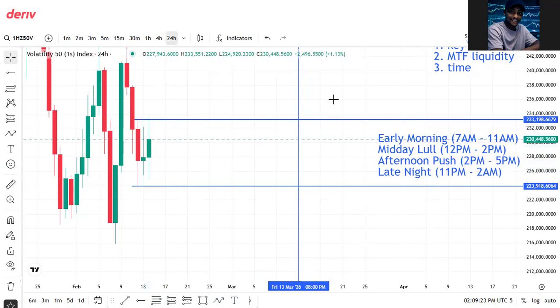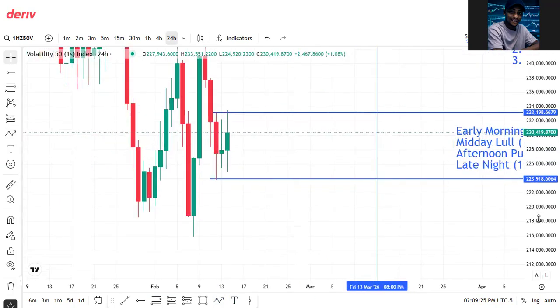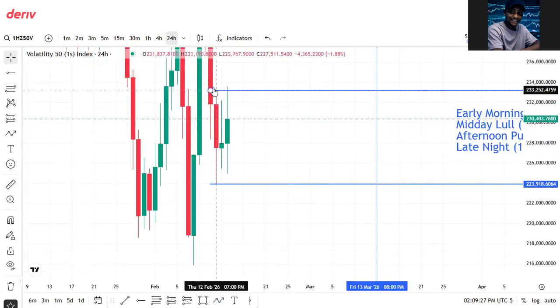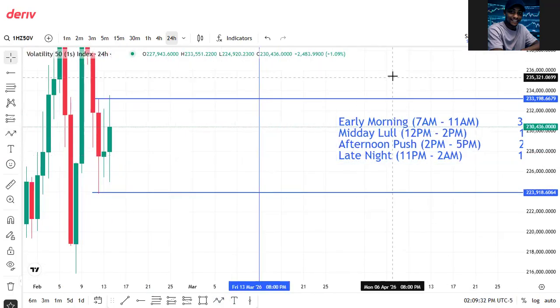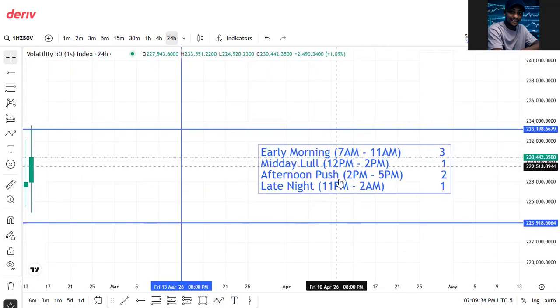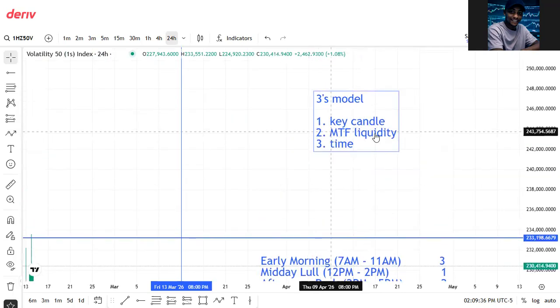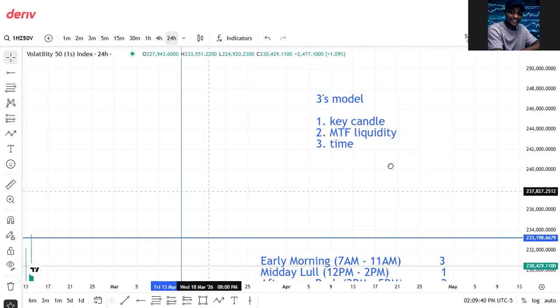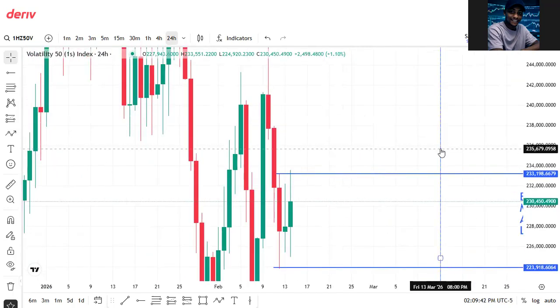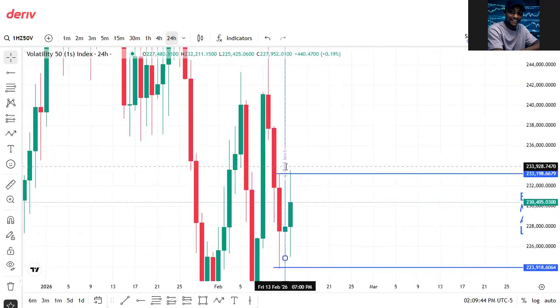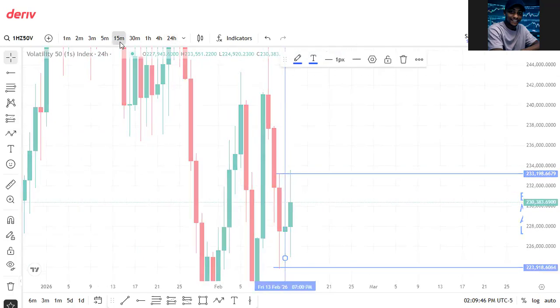So look at it, guys. Let's say we have our key candle here. So the next one is what, according to the model, right? The next one is the mid time frame of liquidity. Me, I'm using the 15-minute time frame. I think you can hover over to the 15-minute time frame.